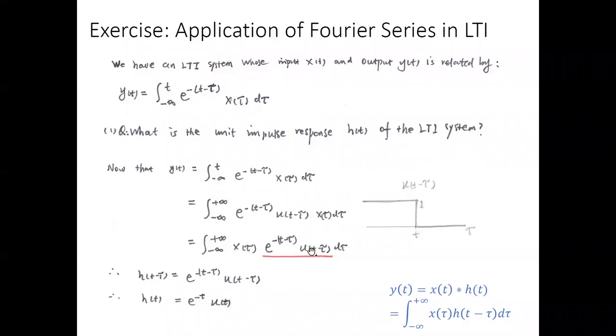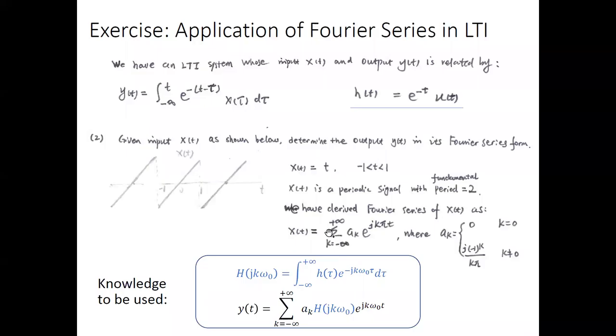Now with h of t, we can apply what we just learned using Fourier series to determine the system response. So let's go through this example together. Given an input signal, which is a periodic sawtooth as shown below, for this signal we've already calculated its Fourier series in the last lecture. It has a fundamental period of two, from minus one to one. So capital T is two. Omega zero, which is two pi divided by two, is pi.